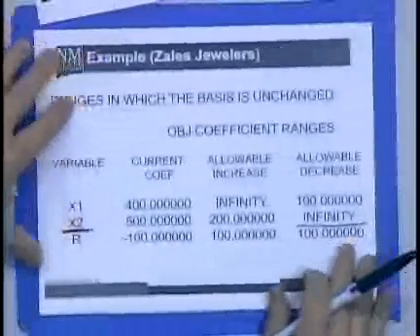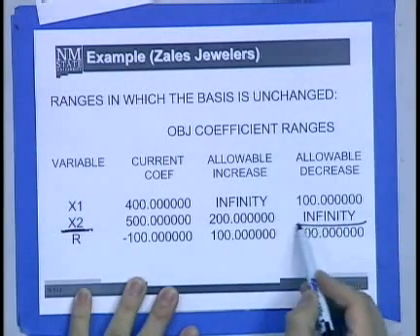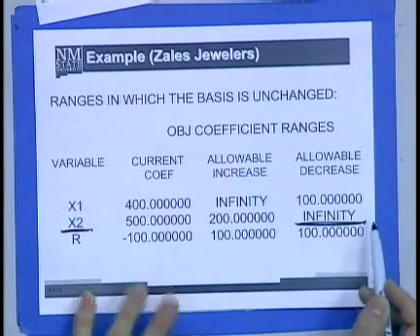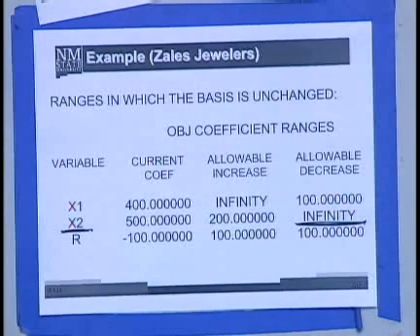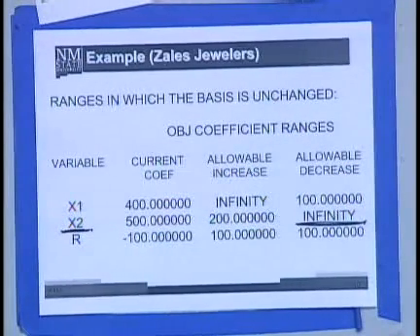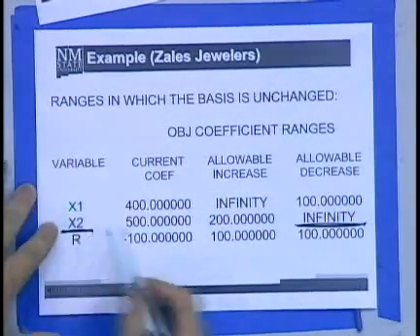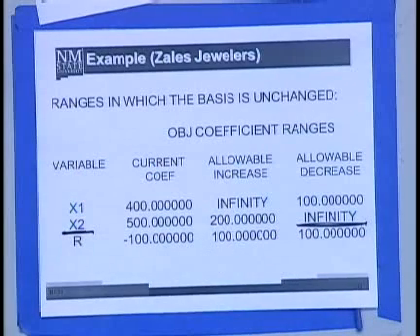This one, right? Because the allowable decrease limit is infinite, right? And in our case, the change is a decrease of 100 in the objective coefficient for x2 variable, right? Because it's within the decrease limit, it doesn't affect anything, right? So the answer is no.